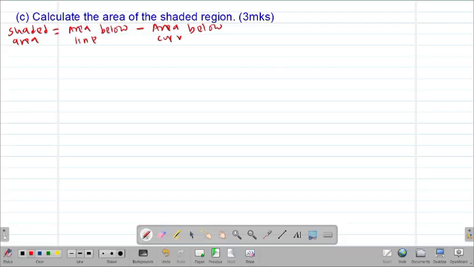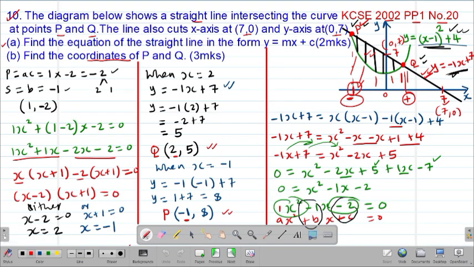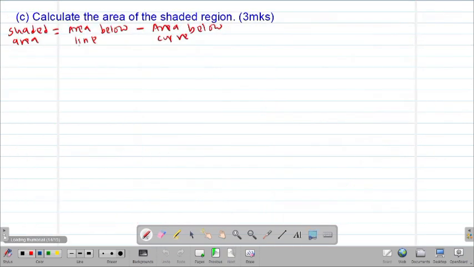So remember, the area below the line is representing the total area. This is what we mean by area below the line. The whole of this area, the area below the line, is representing the total area. Then the area below the curve is representing the unshaded area. So remember, if you want to get the shaded area, you take the total area minus the unshaded area. So the area below the line is representing the total area, then the area below the curve is representing the unshaded area.